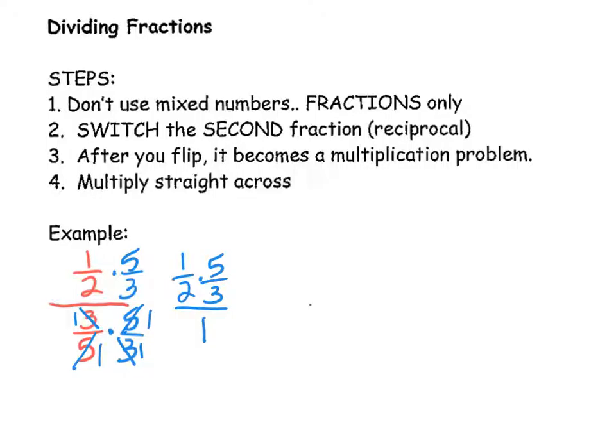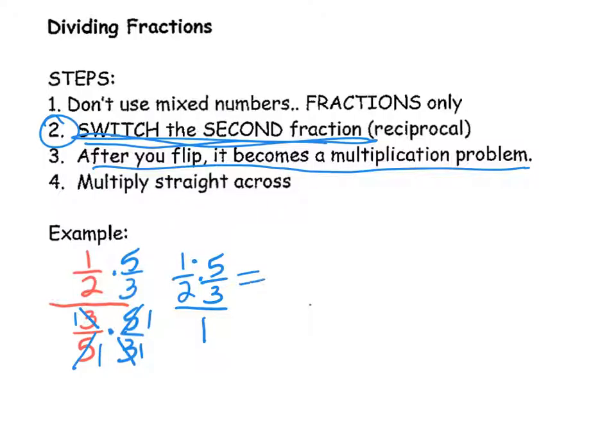My division problem just became a multiplication problem. Please notice in your steps, step 2, switch the second fraction. After you flip, it becomes a multiplication problem. This example in red is step 2 and 3, okay? Now, what is 1 times 5? Multiply straight across. 2 times 3? 6. Okay? You will never write out the problems like the red ones are. But this is what you will do.